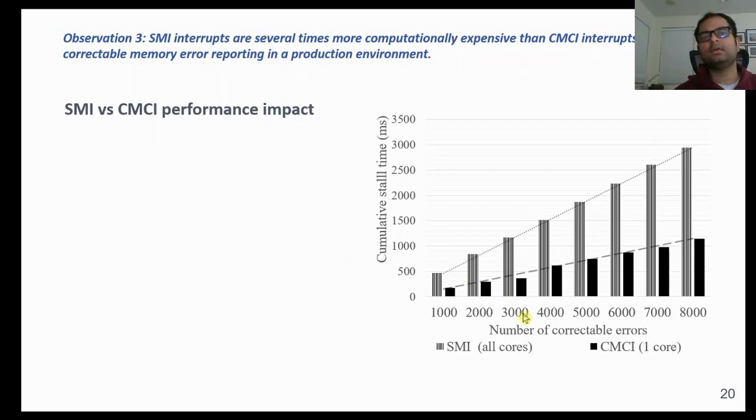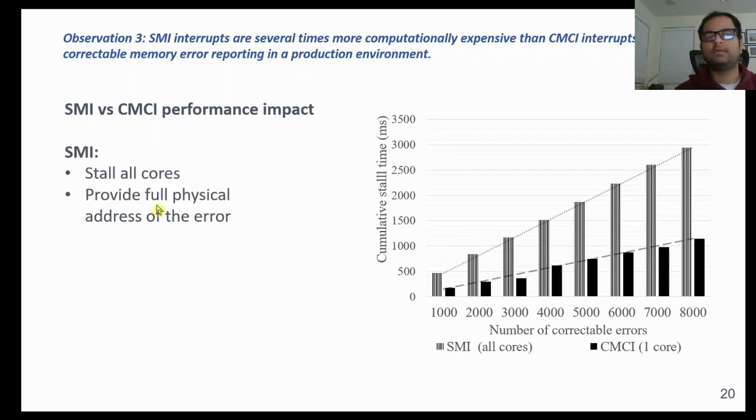So on the right hand side, we see a graph where on the x-axis we are plotting the number of correctable errors that are seen on machines, and on the y-axis we are plotting the cumulative stall time seen in the CPU because of two different interrupt types. So for the case of SMI, we see that the stall affects all the CPU cores, but the SMI specifically provides the full physical address of the error. In the case of CMCI, we see that the stall affects only one CPU core.